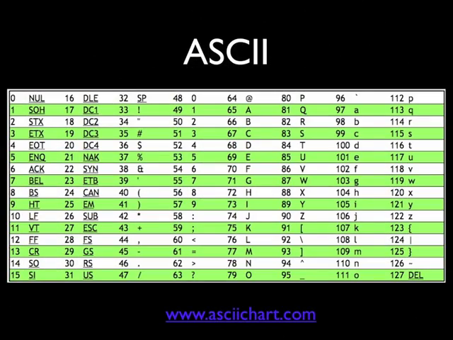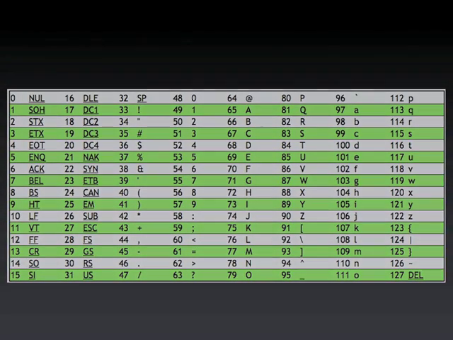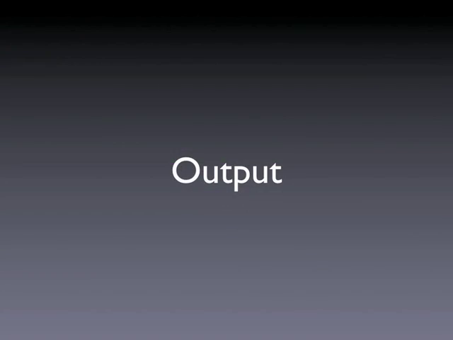Here we can actually see every character and the number that it references. Grab this chart from www.asciichart.com. Feel free to go there and check it out. You can see things like, a lowercase d is represented by the number 100, or an open bracket is represented by the number 40. I'm going to move on now to output.